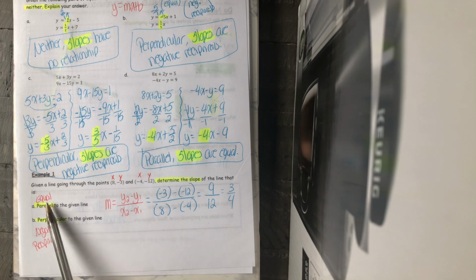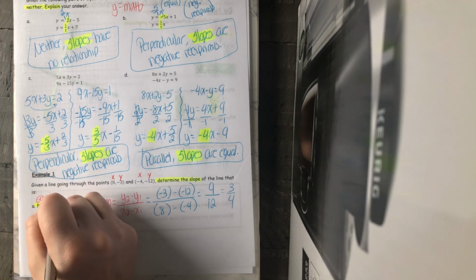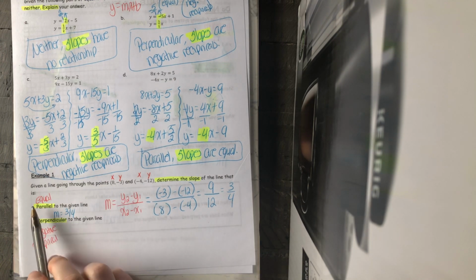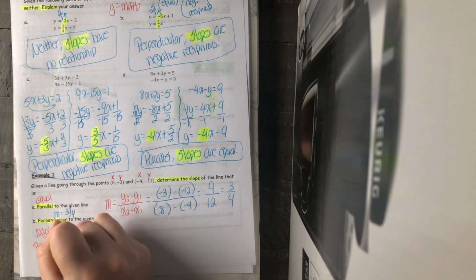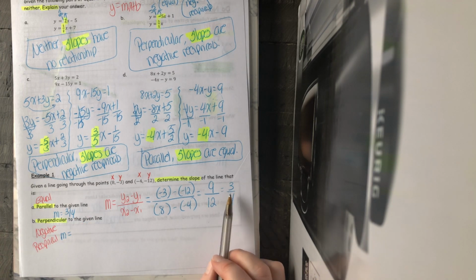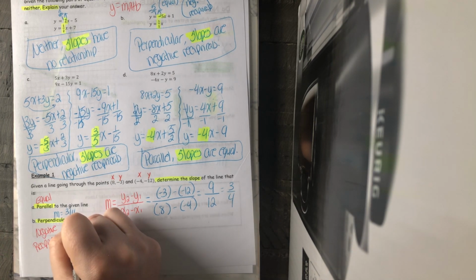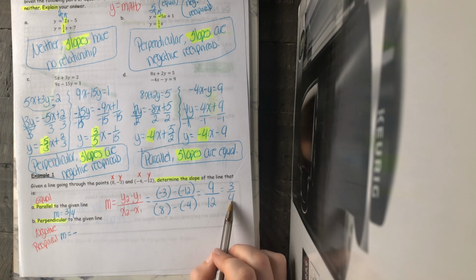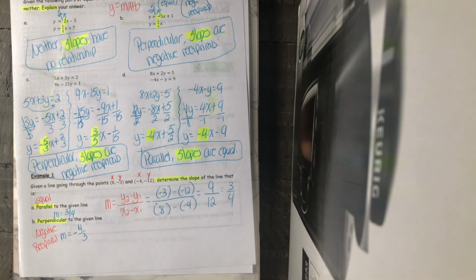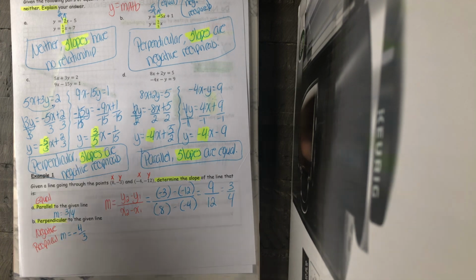So what's equal to 3 over 4? 3 over 4. So I know that my slope for A would be the same. And then what's a negative reciprocal for 3 over 4? Well, a positive becomes a negative. 3 over 4 is going to flip to be 4 over 3. All right, you got it. Those are going to be my answers for A and B. All right, moving on.